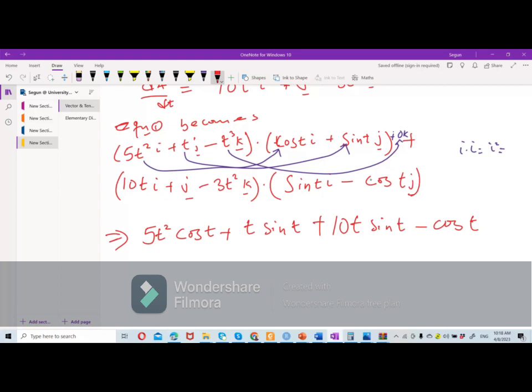So at the end of the day, we can add all the t together or all the cos together. We have 5t squared minus 1 cos t, plus we have 10t here, 10t sin t, and plus this, it will become 11t sin t. Any question?